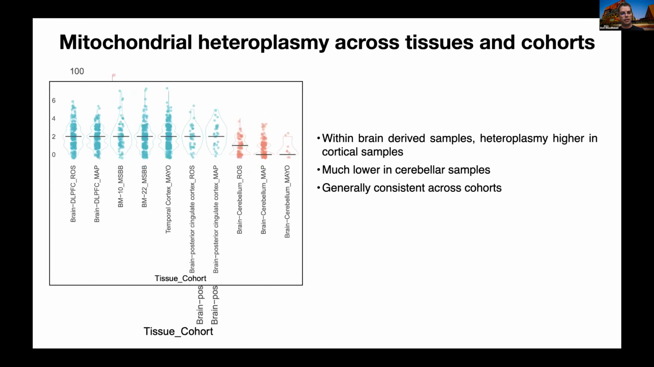But if we zoom in just on the brain-derived whole genome sequence samples, it's more of a level playing field. What we see generally is the highest level of heteroplasmy in cortically derived samples. For the median subject, we're detecting two heteroplasmic sites. That tends to be lower in the cerebellar-derived samples, and it tends to be consistent across cohorts.